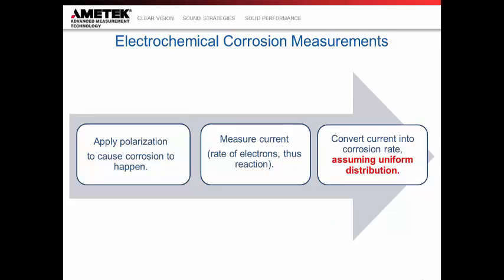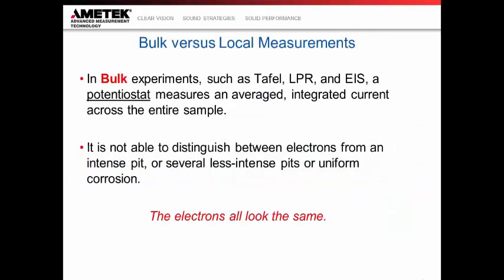So by giving a little background on the bulk experiments, we can say that the potentiostat is the device that's going to apply the voltage and measure the current in Tafel plots, LPR and EIS. But the current that the potentiostat is measuring back is an integrated current, or an average current across the entire sample. So we will take the current and divide it by the sample area, and that assumes the uniform distribution.